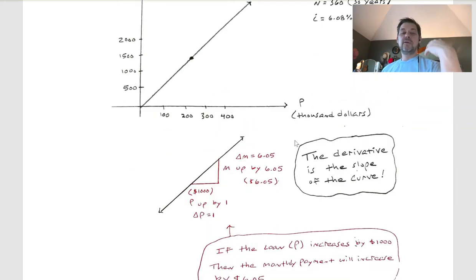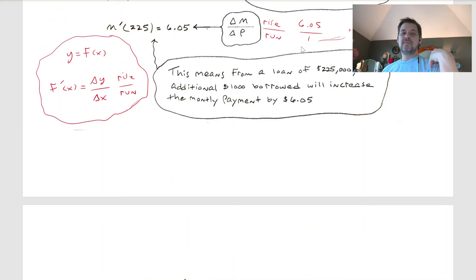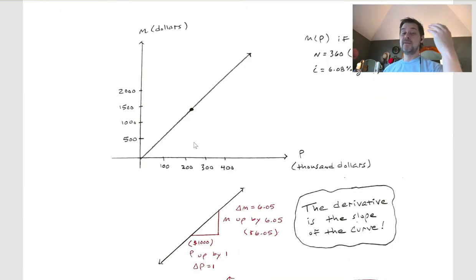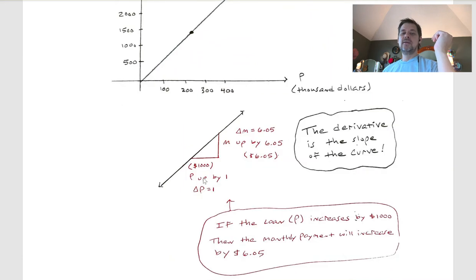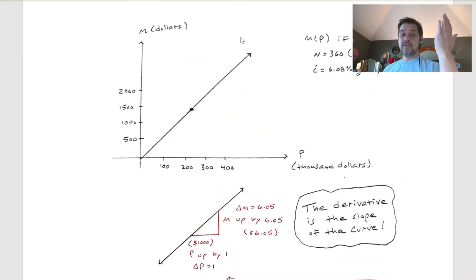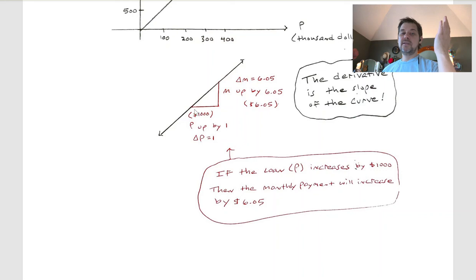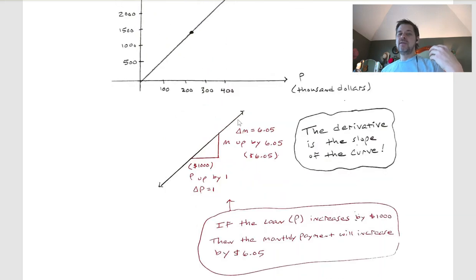And with me finding the derivative to be 6.05, what is it doing in terms of the graph? It's telling me the slope of the curve. I know it's not really a curve; it's a line in this case. But what it's telling me is that, see that line right there that plots my monthly payment versus how much money I borrow, if we go up by 1 on the graph, we go up by 6.05. Now for my interpretation, we were measuring P in thousands of dollars, so up by 1 actually means up by $1,000. And we were measuring M in just ordinary dollars, so it means M is up by $6.05.